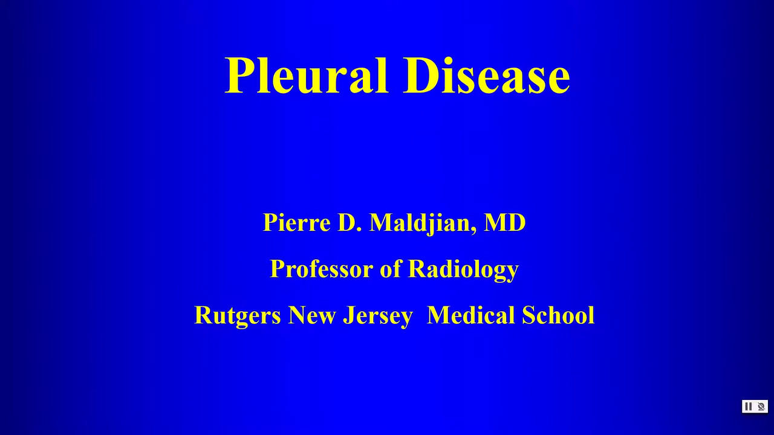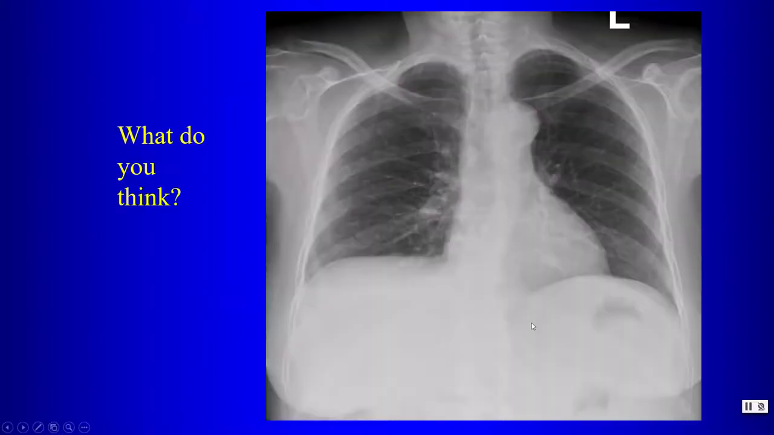Okay, so today we're going to talk about pleural disease. So we'll start with this case. When we look at this chest radiograph, what do we notice? Looks like the right diaphragm is elevated, but another thing that's important to notice is where the peak of the left diaphragm is here. Here it looks like the peak of the right diaphragm is displaced slightly laterally.